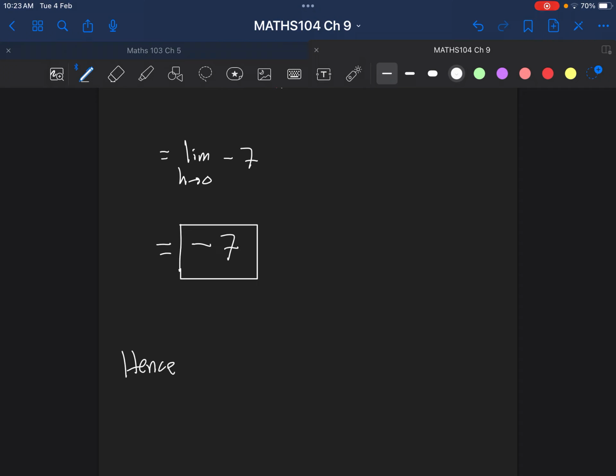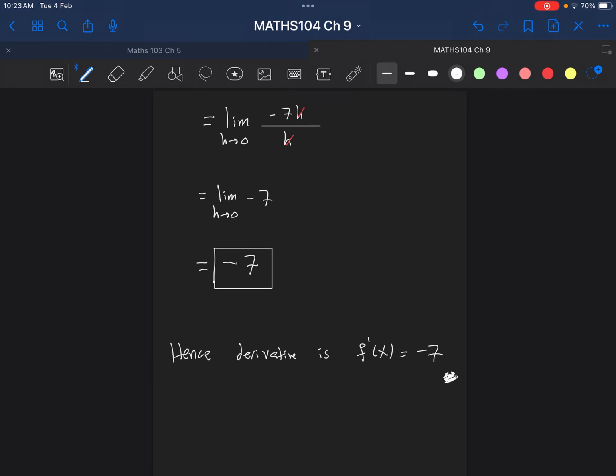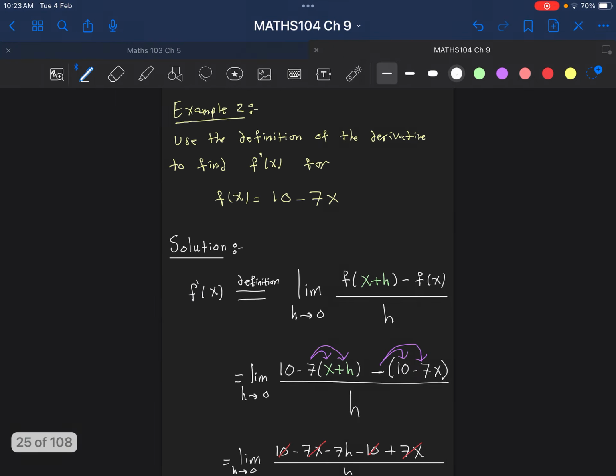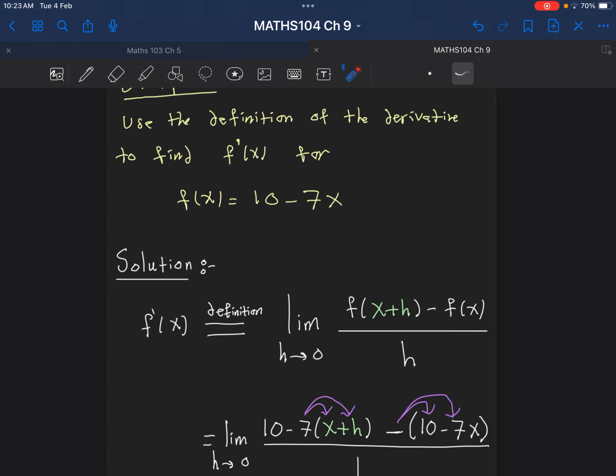So hence the derivative is f prime of x equal to negative 7. And that's the answer for the question. Let me just repeat it very quickly here.